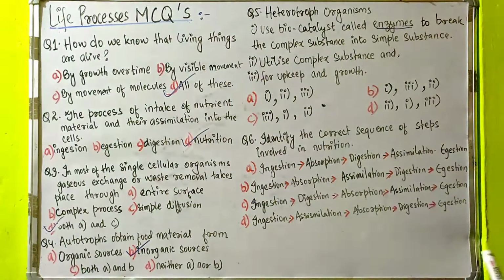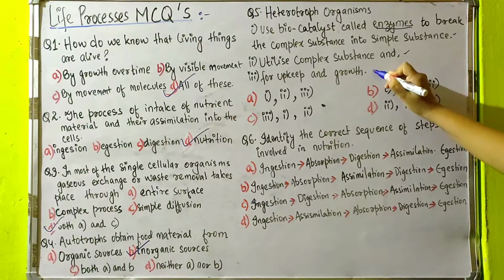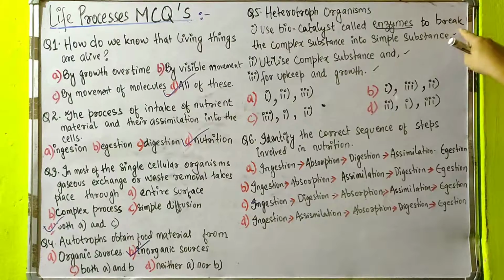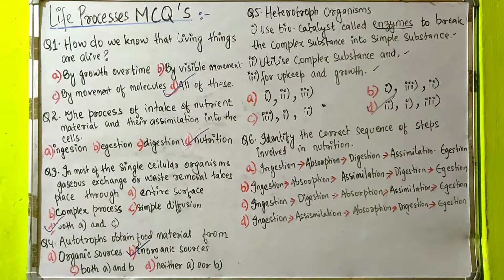So what is the option out here? The first is this, the second is this, and the third is this. That is 2, 1 and 3. Where is the option? Option number D is the correct option.